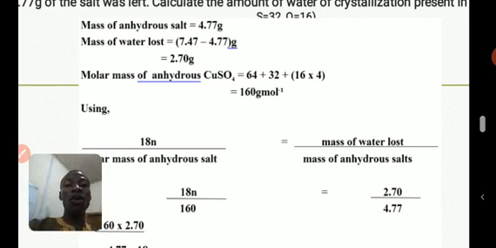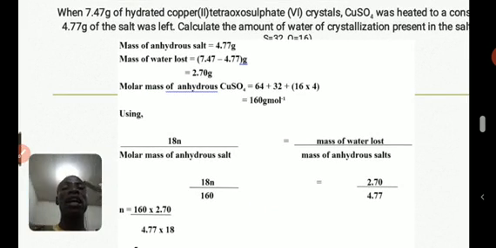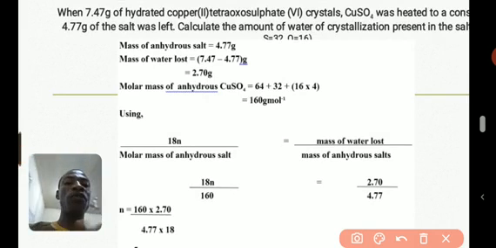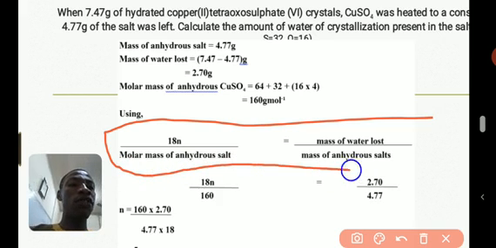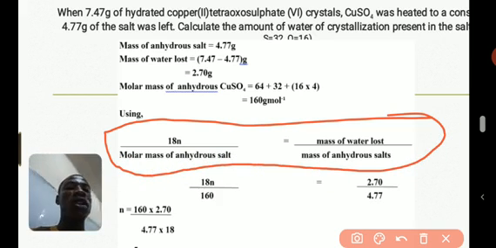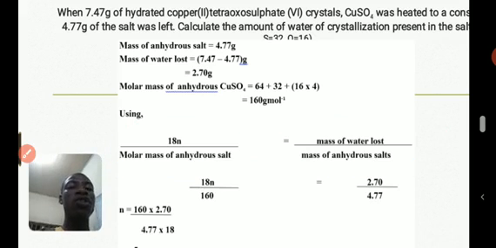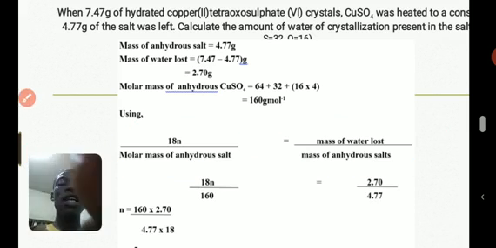Then what you need to do is use this formula. The formula that you must not forget is 18n, where that 18 is the molar mass of water, H2O. 18n over the molar mass of the anhydrous salt is equal to the mass of water lost over the mass of anhydrous salt. To make it easy for you, see how it is.